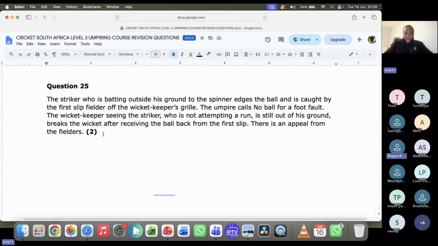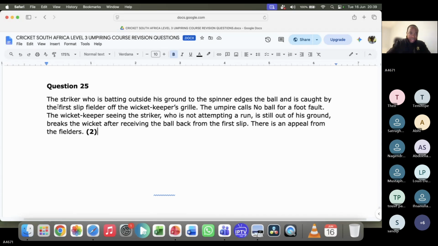Okay, the important part of the scenario, Nagendra, is the first slip fielder threw the ball back to the wicketkeeper. The batter is not trying to turn the run, so there is a not out, run out.